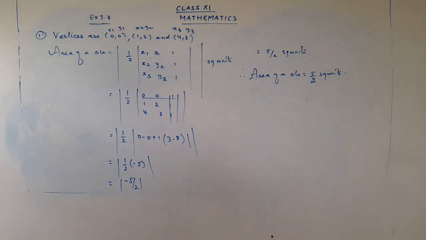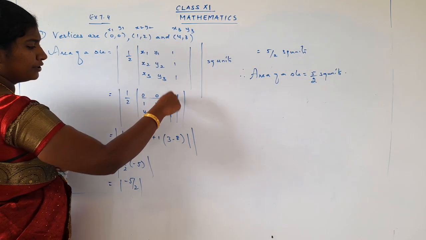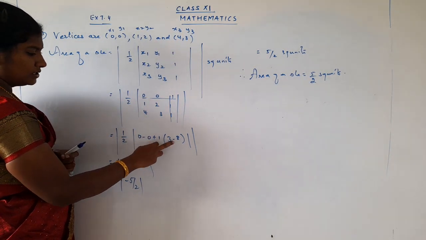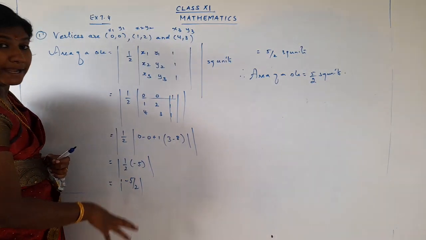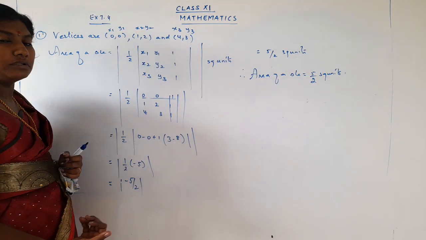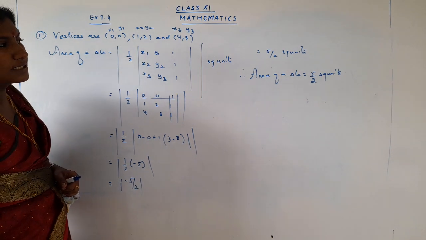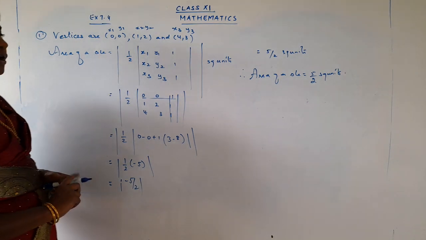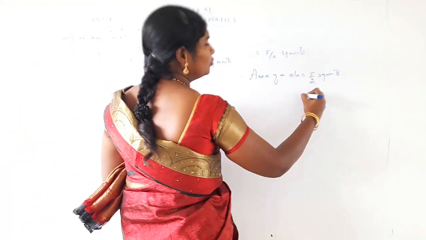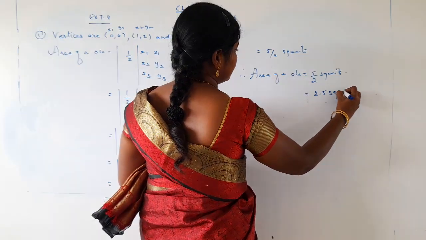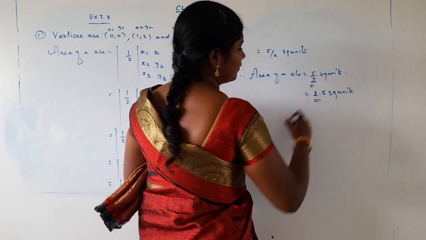And what do you get here? If I leave the corresponding row and column, I get 3 minus 8. 3 minus 8 is minus 5, so I get minus 5 upon 2. When I remove the value from the modulus sign, I get a positive answer. So the answer is 5 upon 2 square units, or you can just say this is equal to 2.5 square units.